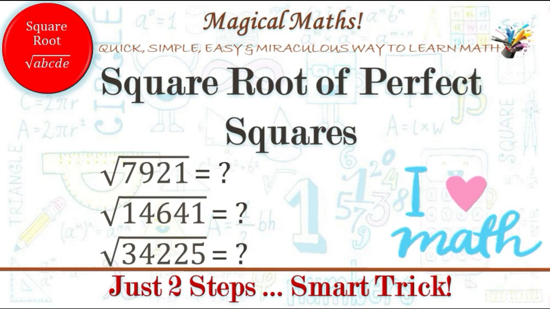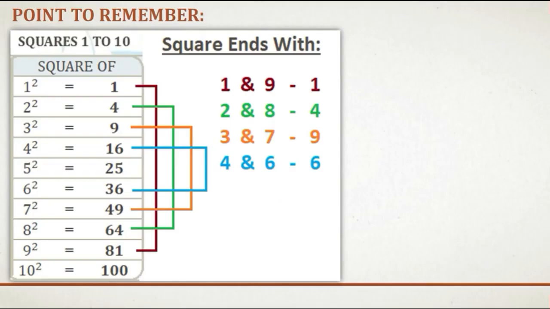In just 2 steps, let's understand how to find out square root of any perfect squares. The point to remember here is we have to know the squares of 1 to 10. So 1 square is 1, 2 square 4, 3 square 9, 4 square 16, 5 square 25, 6 square 36, 7 square 49, 8 square 64, 9 square 81 and 10 square 100.